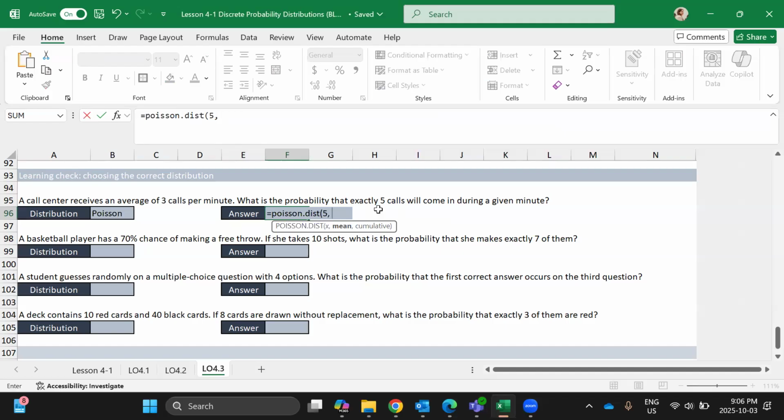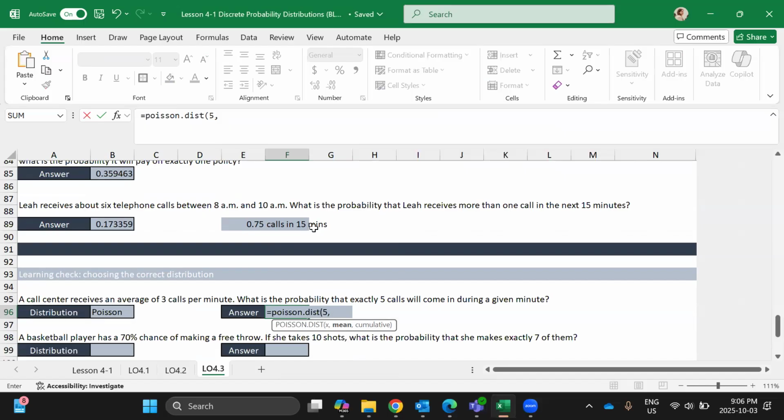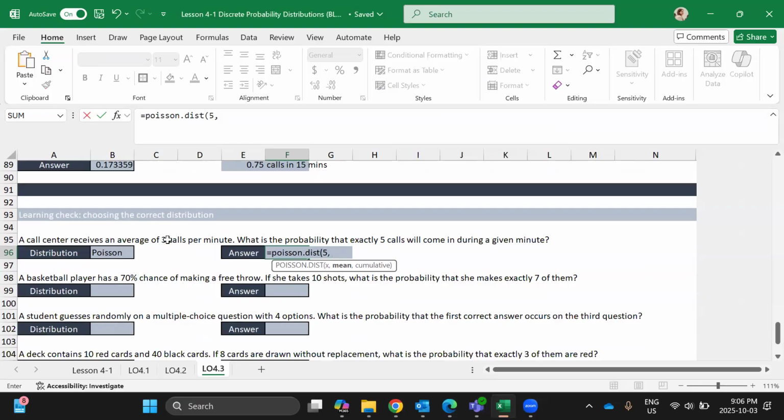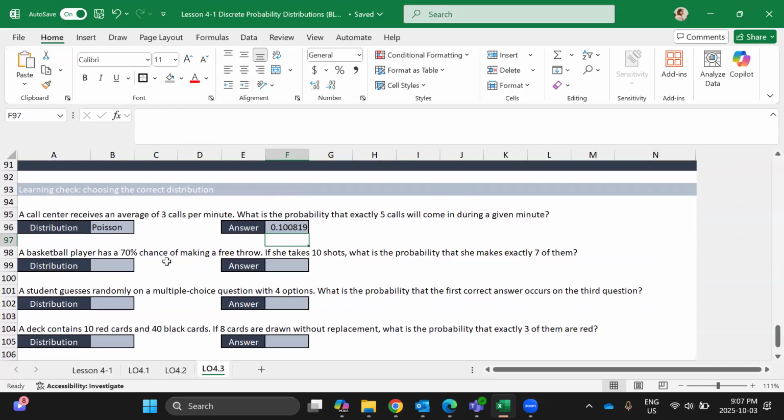For the second number, for the mean, in our practices, we had to do some calculations, like multiply the 0.0002 times 4,000, and we had to find out how many calls in 15 minutes instead of the calls in 2 hours. But in this one, the average is per minute, and we're asking about 5 calls per minute. So because everything's in minutes, you don't have to do any calculation for the mean. It's just 3, because all the units of time in this question are already the same. They're all minutes. And we always put false for the last argument. That's going to be about 10%.